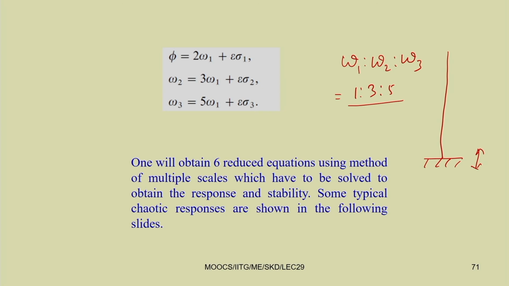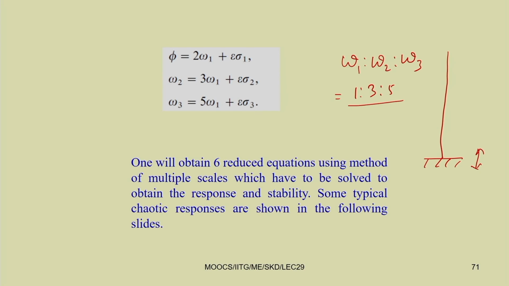Previously we have taken only 2 modes, so there we got 4 equations. In case of Zavodney and Nayfeh, they have taken 1 mode only, so they have 2 reduced equations. Depending on the number of modes you are considering, the number of reduced equations will increase. So, here, as we are taking 3 mode interaction, we have 6 reduced equations.